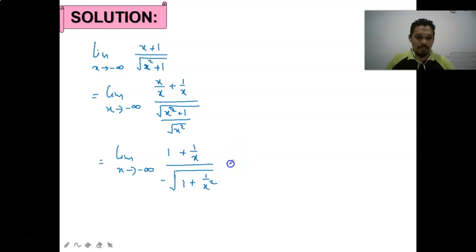So now 1 plus with x approaching to is getting smaller and smaller, negative 10, negative 100 and negative 1,000, all that is approaching 0 here, approaching 0, and also approaching 0 here. So 1 plus 0 divided by negative square root of 1 plus 0 equal to negative 1.